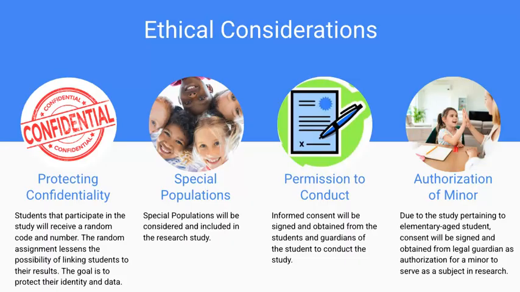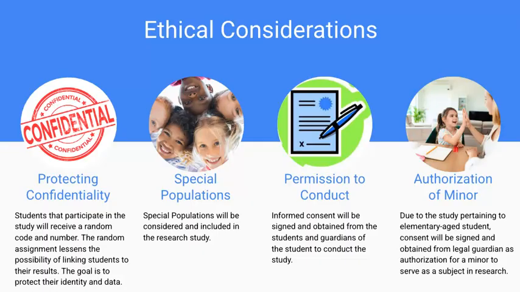Ethical considerations. First, we have protecting confidentiality. Students that participate in the study will receive a random code and number. The random assignment lessens the possibility of linking students to the results. The goal is to protect their identity and their data. Special populations. Special populations will be considered and included in the research study.